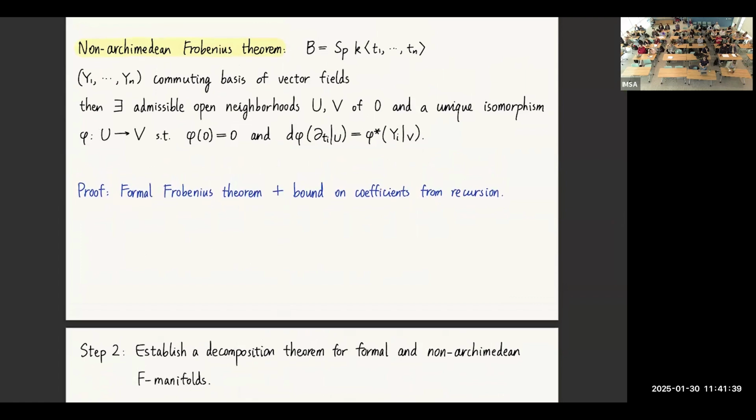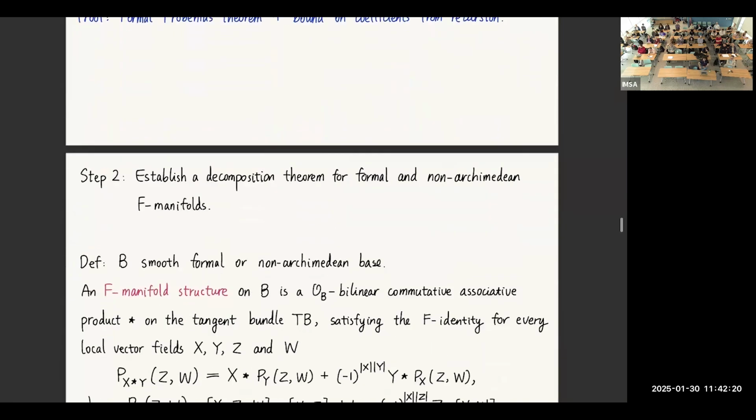Okay. And in the second step, now that we have this Frobenius theorem, we want to establish some decomposition theorem for the base. Because actually the spectral decomposition theorem is quite long to prove, since it decomposes so many things, and we have to decompose them one by one. So first we need to decompose the base. And the base has a structure of a so-called F manifold, I guess introduced by Manin. And we need some decomposition theorem for this F manifold.